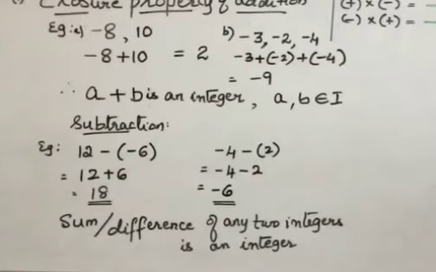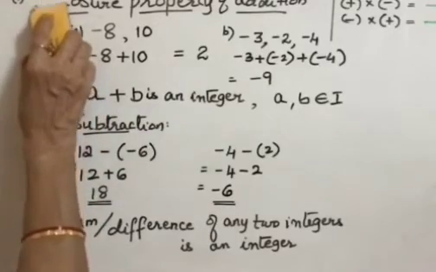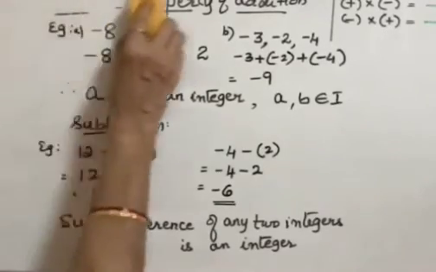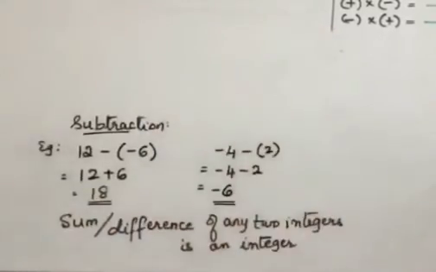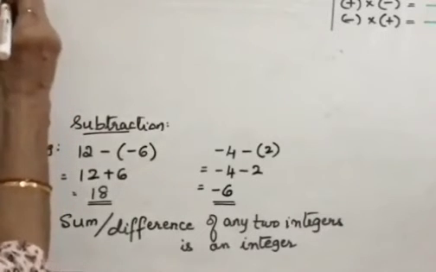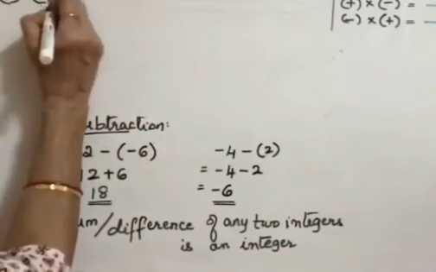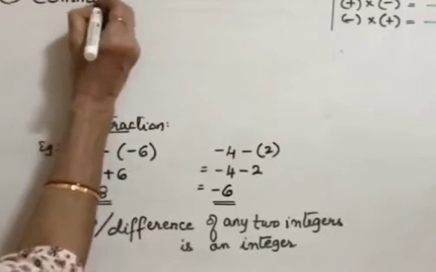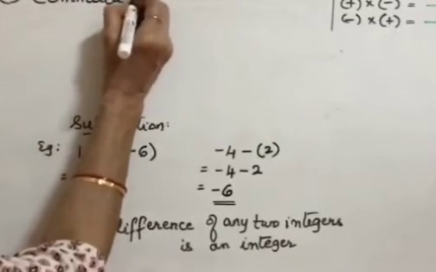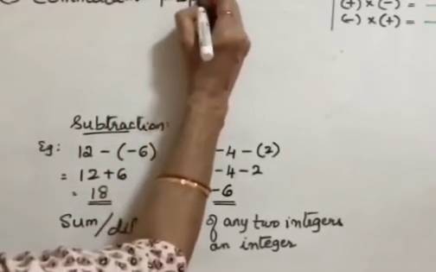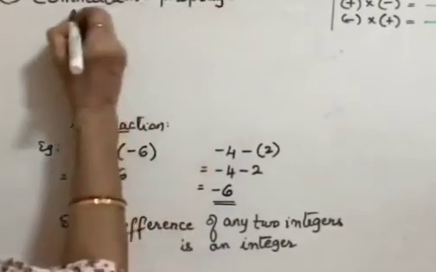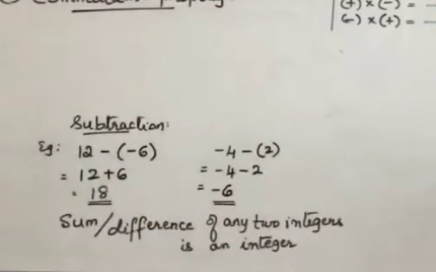Clear, children? Now, let's go to the next property called commutative property. Commutative, check the spelling, commutative property. Even this you have learned for whole numbers. Now we are learning for integers. Okay. Now what is commutative property?